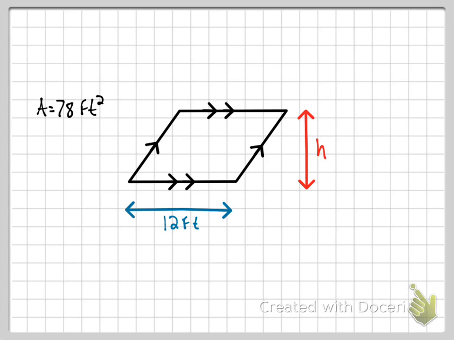In this example, we have the area and we're asked to find the height. So because the formula is area equals base times height, and I know the area is 78, so for the area I'm going to plug in 78, and the base is 12, I'll plug in 12, and the height's the one I don't know. And here I'm just going to solve for the height. So I'm going to divide both sides by 12. And I get the height to be 6, and the units are feet.